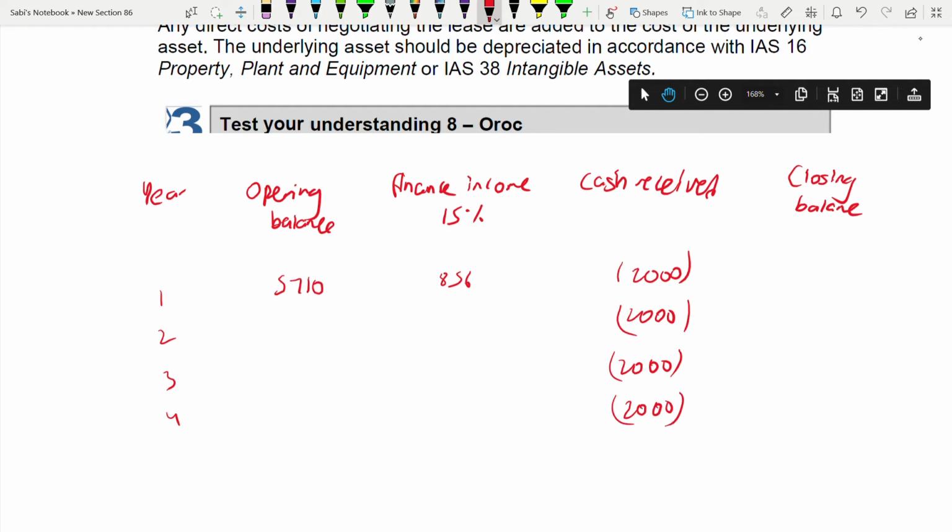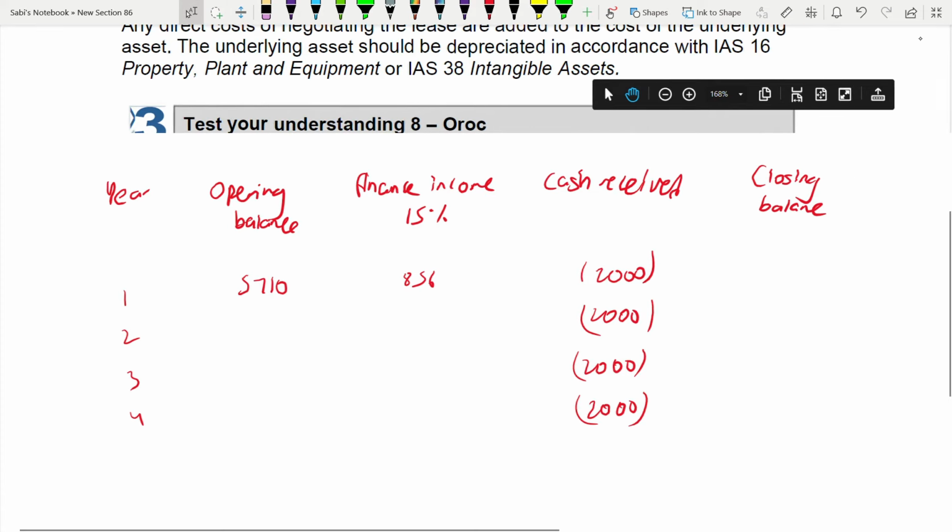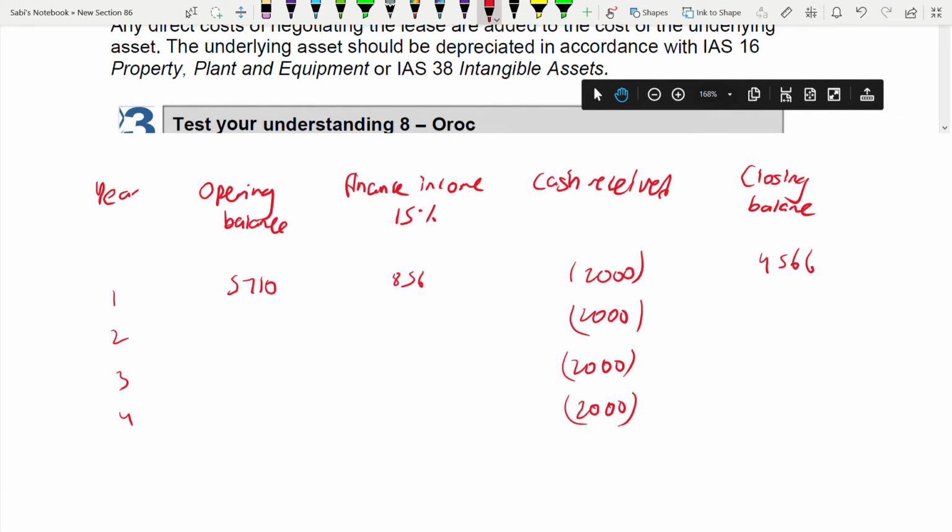Okay, so here closing balance will be 5710 plus 856 minus 2000. 4566. This closing becomes the opening of the second year. 4566. So you have to do it horizontally. You cannot do it vertically, because you need the closing balance of the first year to find the opening balance of the second year. And likewise for all the other years. 15% on this, 685. Here it will be 3251. Then here it's 3251. Take 15%, 488.